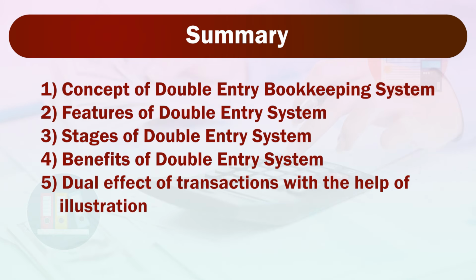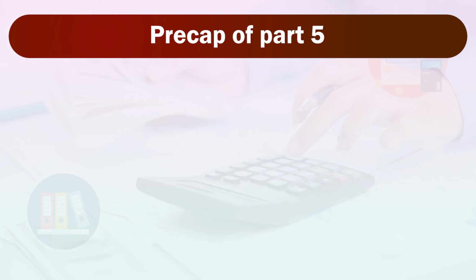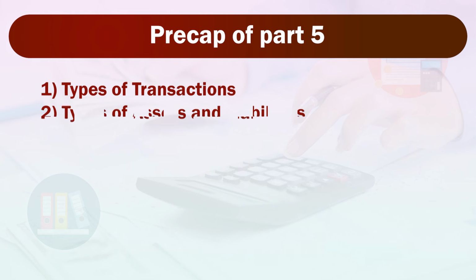Then we have talked about the dual effect of transactions with the help of the illustration, and lastly we have talked about the account to be debited and credited from the given transactions with the help of an illustration. In part 5 of fundamentals of accountancy, we will discuss about types of transaction, types of assets and liabilities, fundamentals of accounting equation.